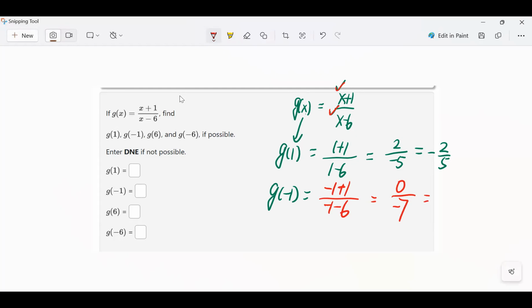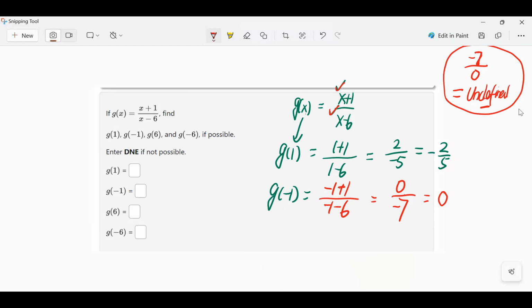What is 0 over negative 7? Undefined. Oh no, negative 7 over 0 is undefined. Sorry, here we have 0 over negative 7, that would be 0. But you bring up a very good point. Negative 7 over 0 is undefined.